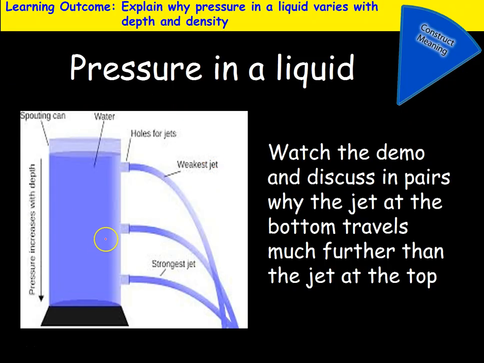Very similar to the atmosphere, in a fluid, the deeper you are, the more pressure there is. Pressure increases with depth. So in terms of these holes in the jet, you can see we've got the strongest jet at the bottom, because there's more pressure acting down on it, forcing it out more strongly, whereas this one will be the weakest jet.